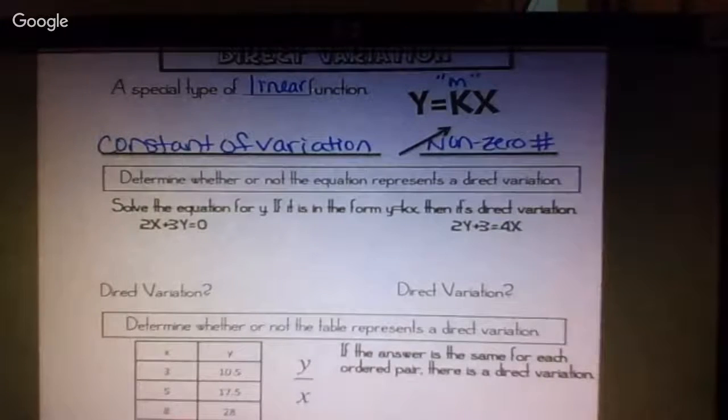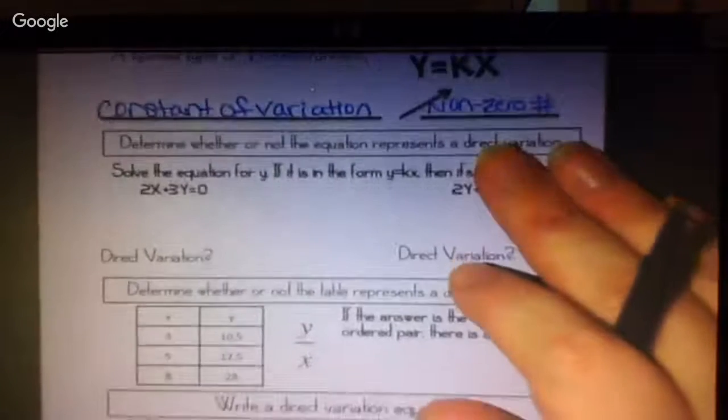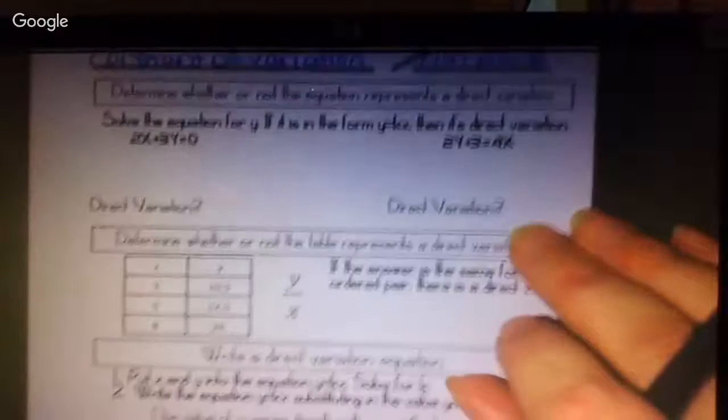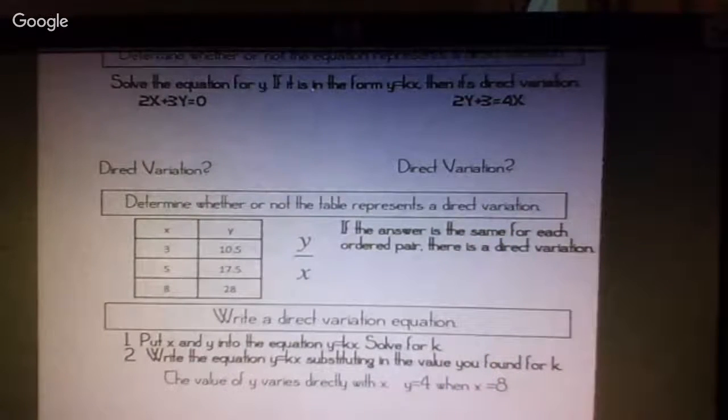So it's always going to be y equals some number, no matter what it is, times k, and there should be nothing added or subtracted if it's direct variation. Okay. It should go straight through the origin, no matter what. I feel like I'm gonna forget that. Solve the equation for y, and then tell me, is it direct variation or not?